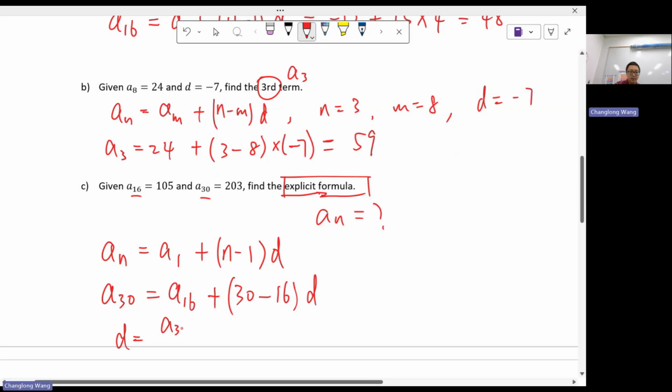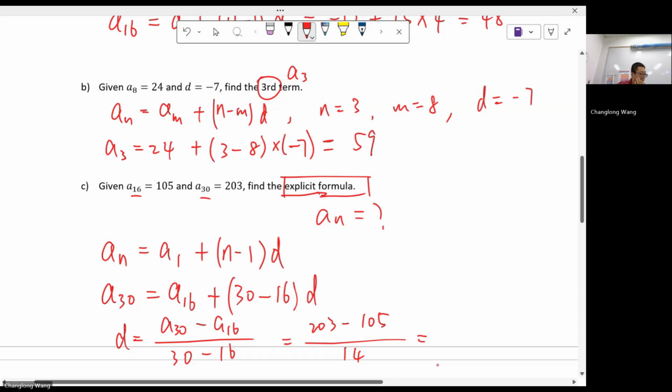Now if you want to solve for the d, just take the difference of a sub 30 and a sub 16, divided by how many terms they are apart from each other, which is 30 minus 16. Therefore, you get 203 minus 105 over 14. So what do you get for the common difference? Okay, 7.